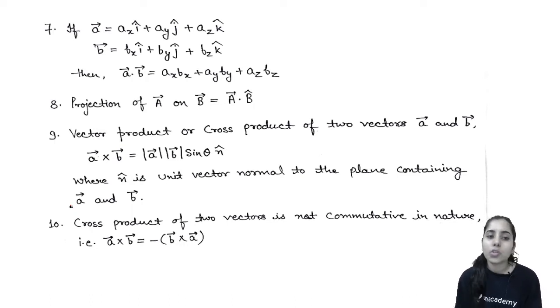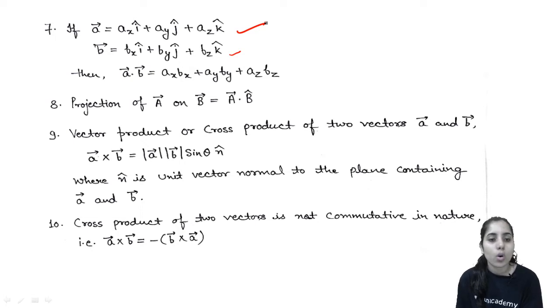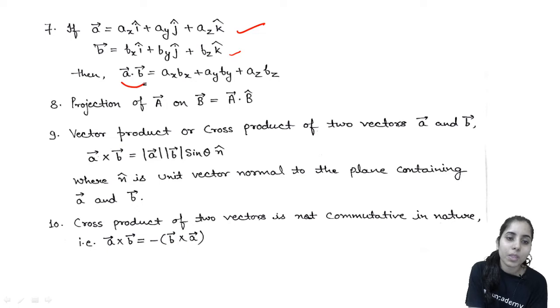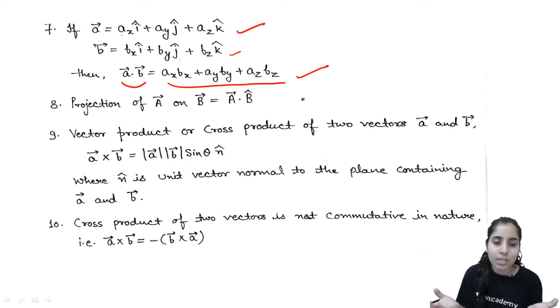Clear? Now let's talk about the next point. If vector A is given to you and vector B is given to you in such a way, then the dot product A dot B you can simply write in this way. i dot i will be 1, j dot j will be 1, k dot k will be 1, and that's how you get AX BX, AY BY, AZ BZ. And i dot j is 0, so AX BY times 0 is 0, so only these terms remain. That's how you simplify it easily.